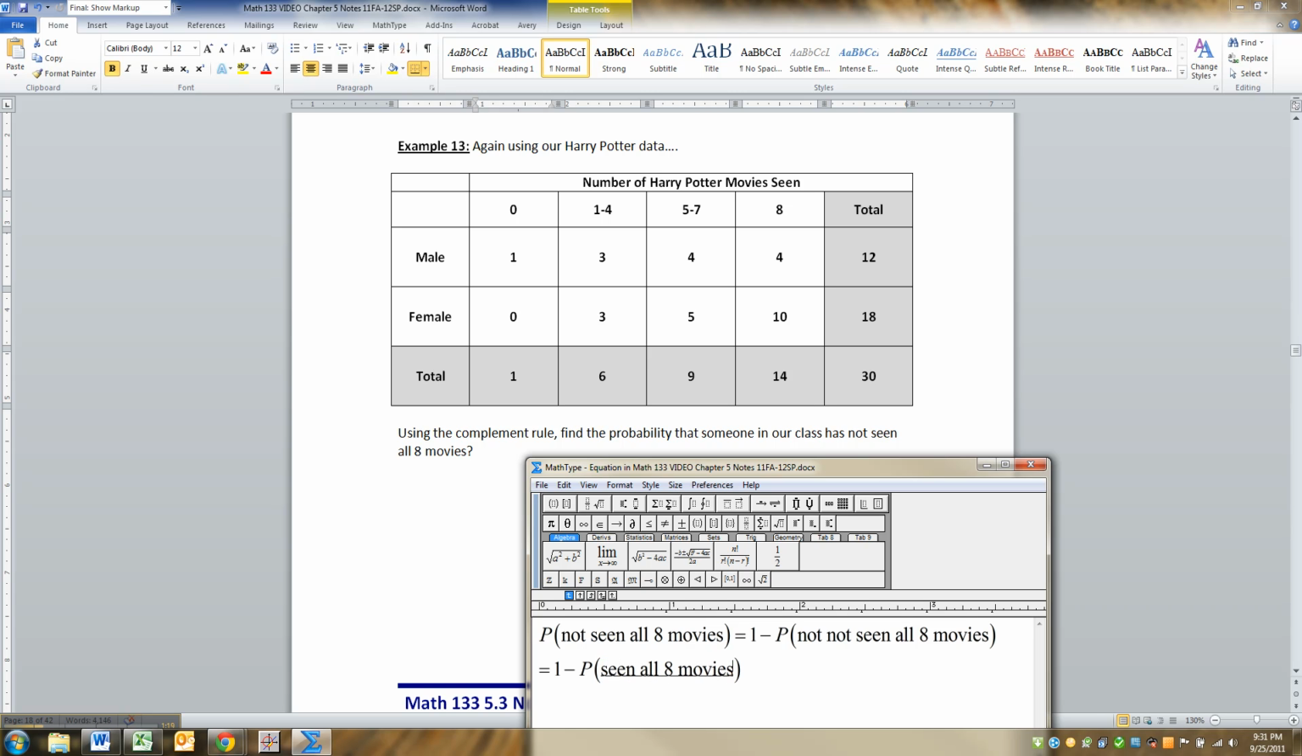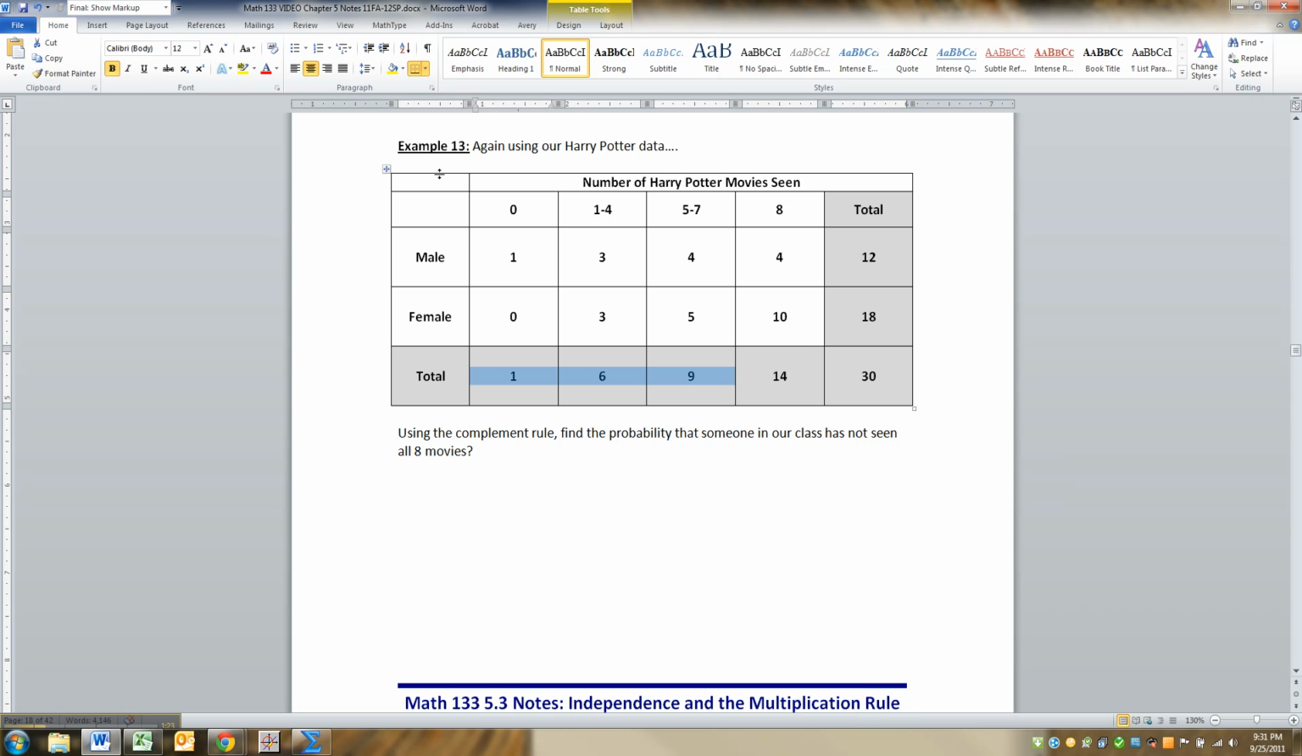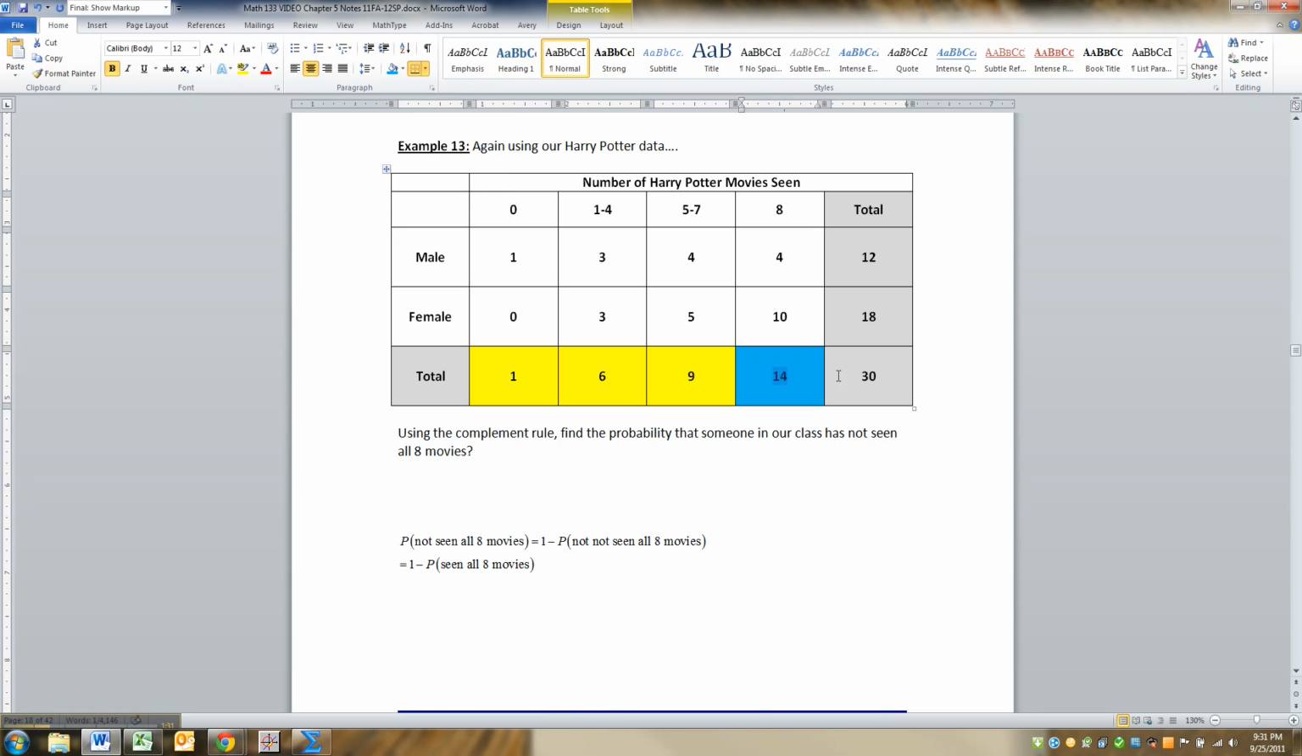Does that make sense? All right, let me see if I can say it. This is the not seen all 8 movies. Let me highlight them. They're right here. And this is the seen all 8 movies. And together, yellow and blue make, you can tell where I'm going with this, right? Green, right? Okay, so they're asking about the 3 yellow ones. When they say have not seen all 8 movies, they're talking about yellow.